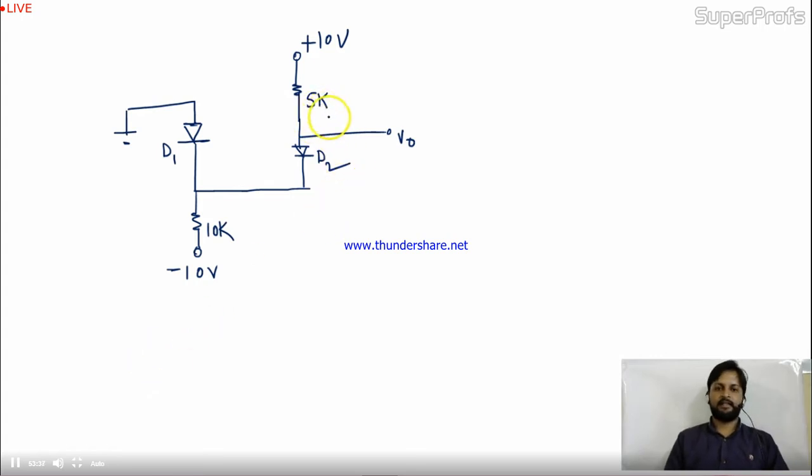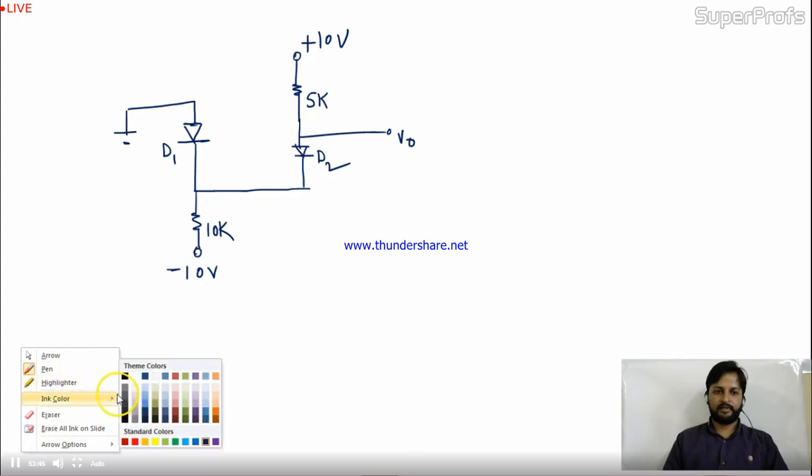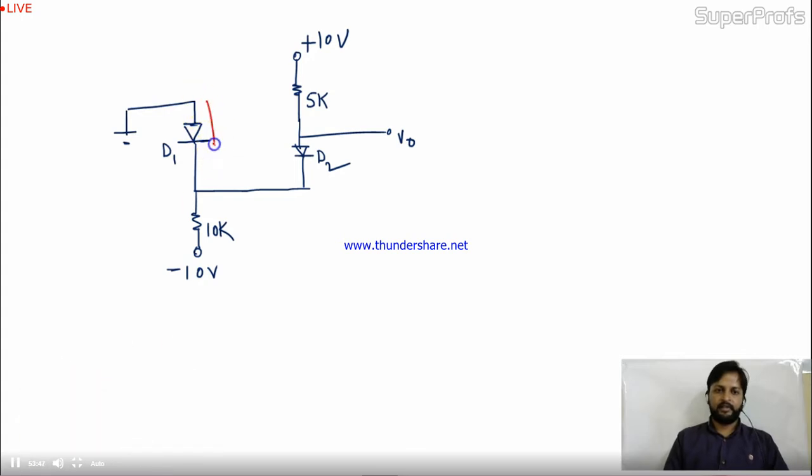Everything is the same, but the situation is changed. Here the resistance is now 5K. V0 is the same. The current in the circuit is the same. Let me change the color first. Here the current is given as I over here. The condition is that both diodes D1 and D2 are ideal. Find out V0 and I.